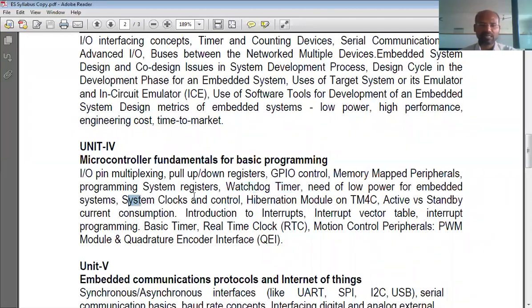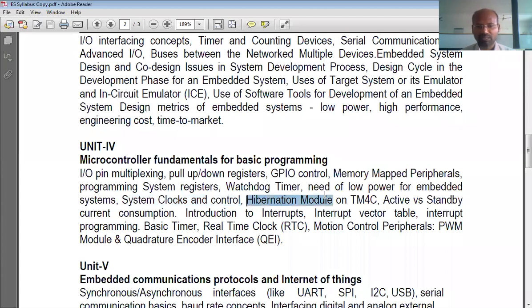System clocks. System clocks means every microcontroller should have some clock source. Here we have 6 different clock sources in our microcontrollers. In the ARM microcontrollers, we will understand that it is not that easy a thing. It is a little complex clock system. We will see this at that point.